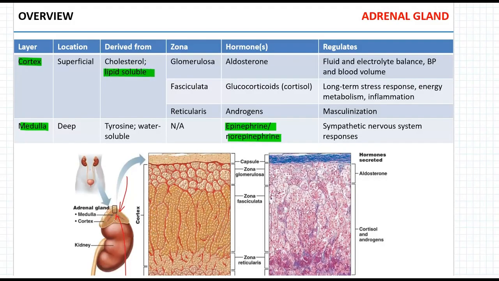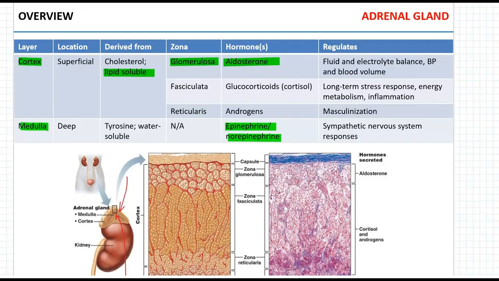They are all derived from cholesterol. But it turns out your cortex is divided into three zones, functionally and somewhat anatomically different zones. The most superficial zone, zona glomerulosa, produces aldosterone, which belongs to mineralocorticoid hormones, hormones that regulate a balance of ions, mostly sodium and potassium.